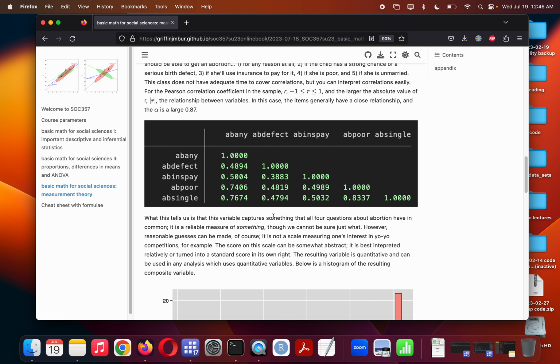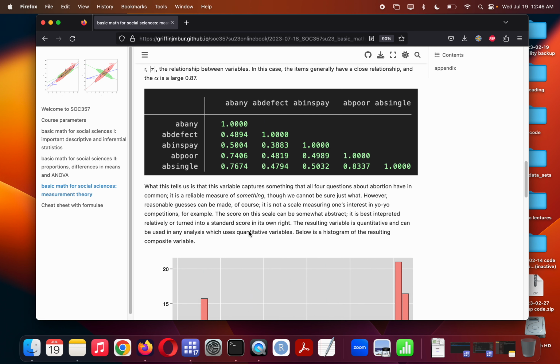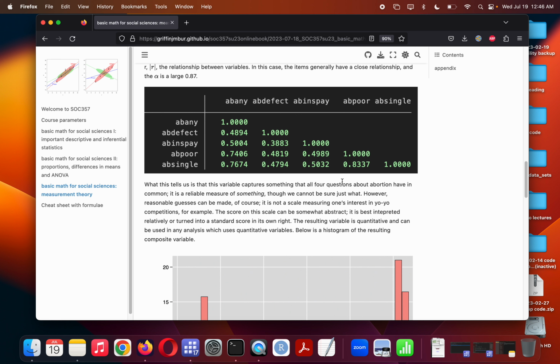What this tells us is that the variable captures something that all 5 questions about abortion have in common. It's a reliable measure of something, although we can't really be sure just what, because all we know is that we have an internally valid or sort of hanging together measure. But you can make reasonable guesses, of course, about what this might represent.